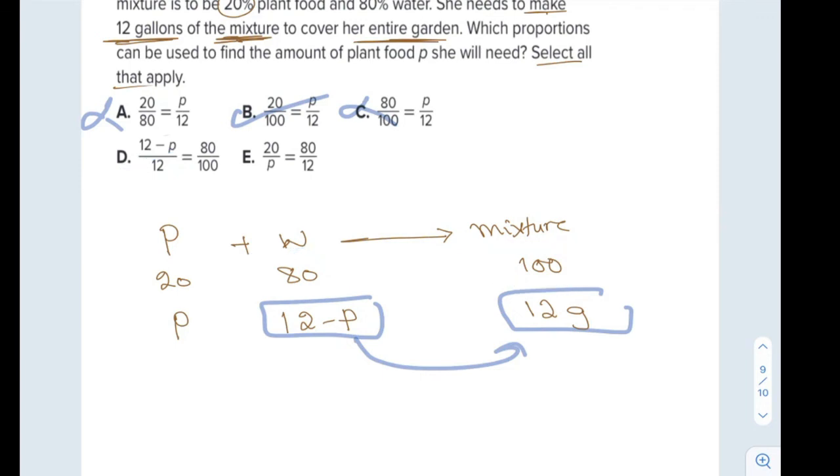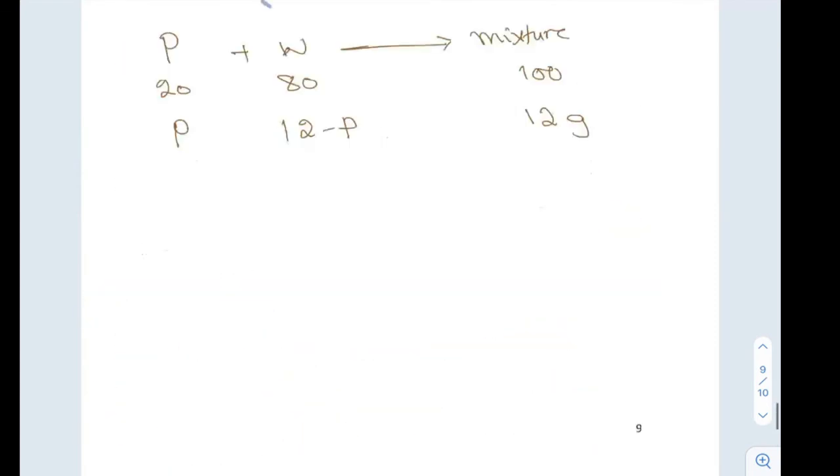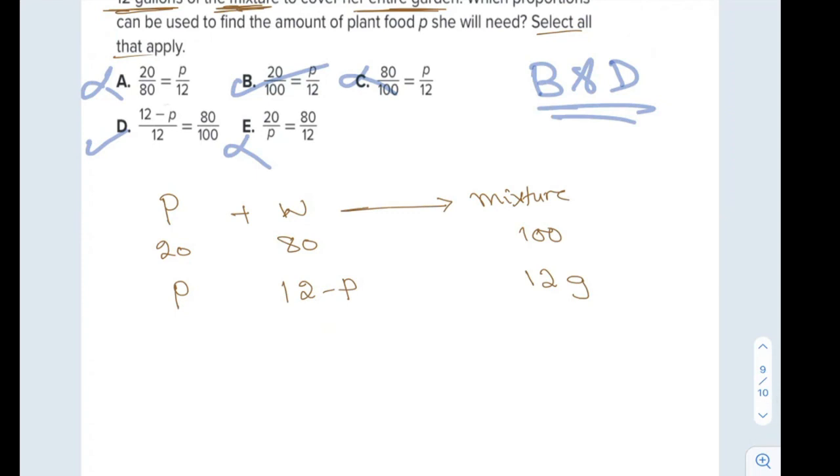And the last one, let's check the way it's written. 20 over P is equal to 80 over 12. No, it's not, so this is a wrong proportion. So we end up with B and D as our correct answers. And with that, we have ended this lesson on solving proportions, mixture problems, and percent problems. Good luck. See you in the next video.